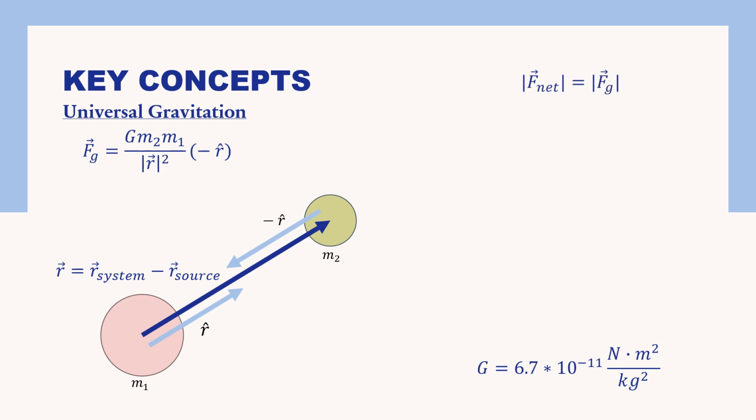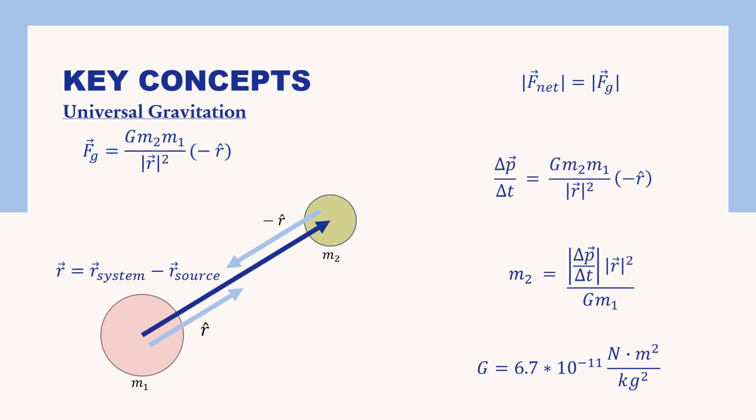Since the interactions occur in space, we assume that there are no other external forces, and Fnet is equal to the gravitational forces present, so we can solve for m2 as Fnet times the magnitude of r squared over G times m1, where G is the gravitational constant, 6.7 times 10 to the negative 11th.